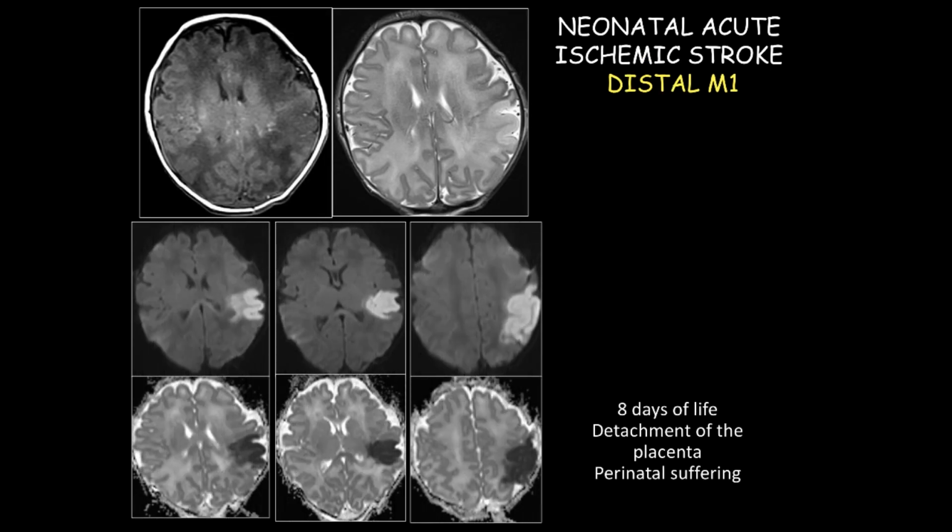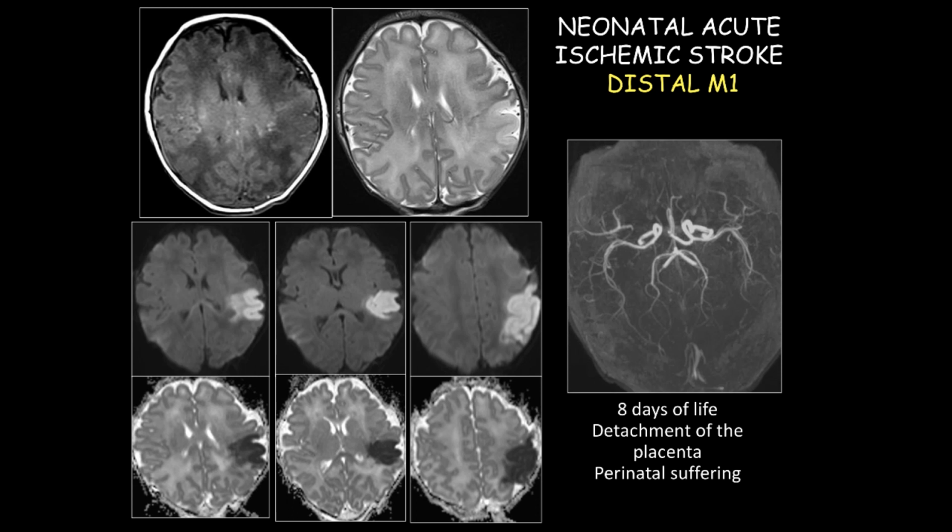This is one of the cases I will present. This is a neonatal acute ischemic stroke. We are talking about the distal M1, therefore the lenticulostriate arteries are totally free. Let's start with these two last lines. This is diffusion, this is ADC.